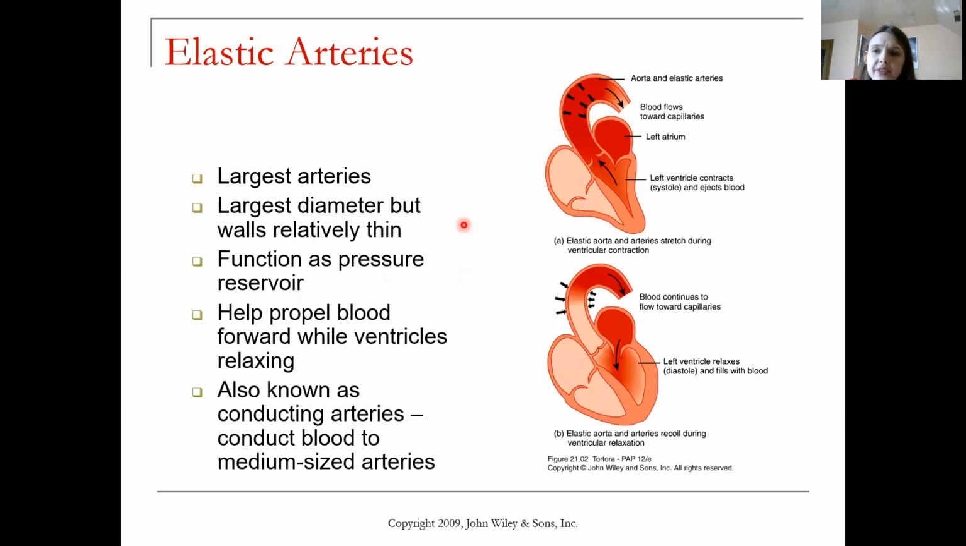Elastic arteries, for example the aorta, are the largest arteries with the largest diameter, but their walls are relatively thin. They have a highly developed tunica externa, represented by elastic fibers, and function as a pressure reservoir. They help to pull blood from the ventricles toward the arteries. Also known as conducting arteries, they conduct blood to the medium-sized arteries.